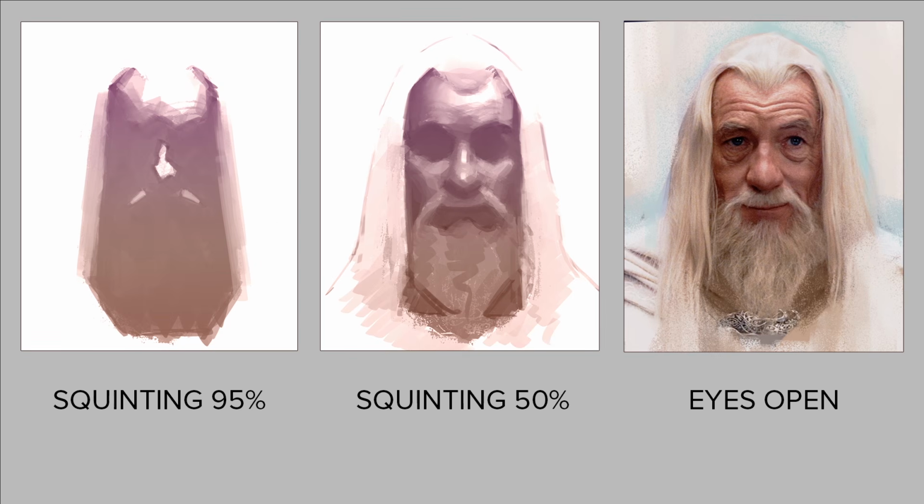And the middle one is very important because I try to match the value structure of my painting to this 50% of squinting. So my goal is to have the same clear hierarchy of the values using three main groups of values: light, midtones, and the darks.